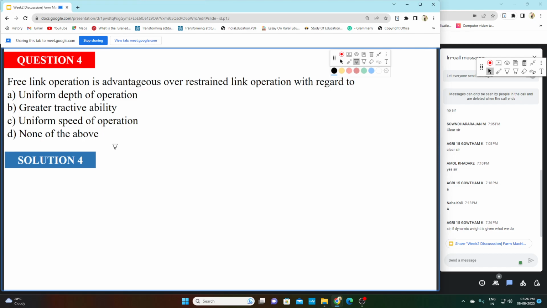Free link operation is advantageous over restrained link operation with regard to: A is uniform depth of operation, B is greater tractive ability, C is uniform speed of operation, and D is none of the above.